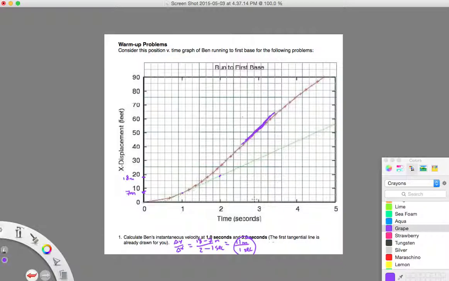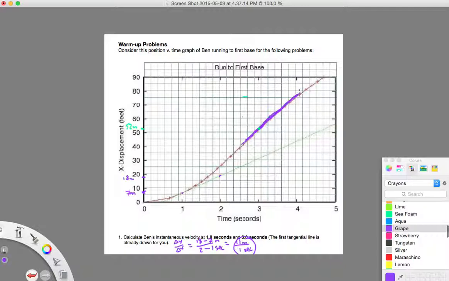That's for 1 second. Now for 3 seconds, I'll use a different color. I'm going to use sea foam for 3 seconds. So 3 seconds, let's look at what there's a point at 3 seconds. And I'm going to say he's about 52, round to 52 meters. That's how far he is. And then I'm going to use this line, the purple line again. I'll use the grape. Extend this purple line.